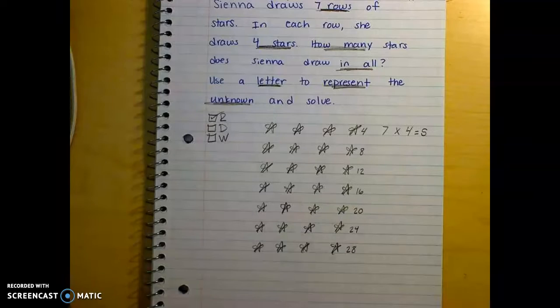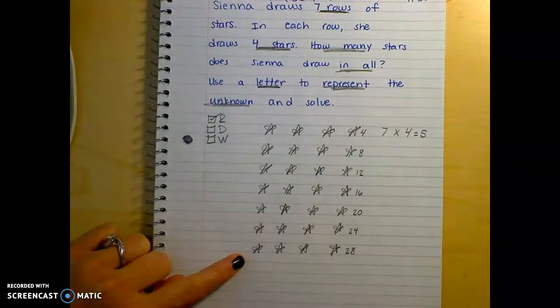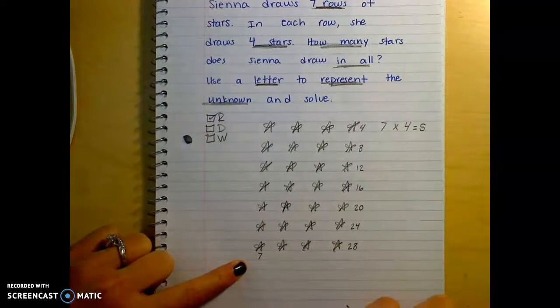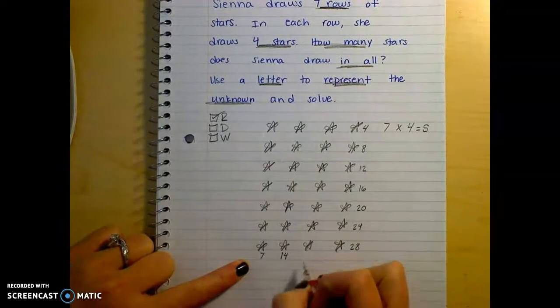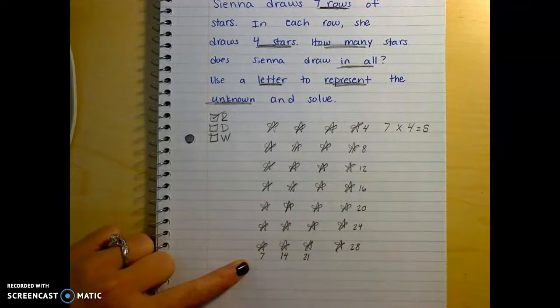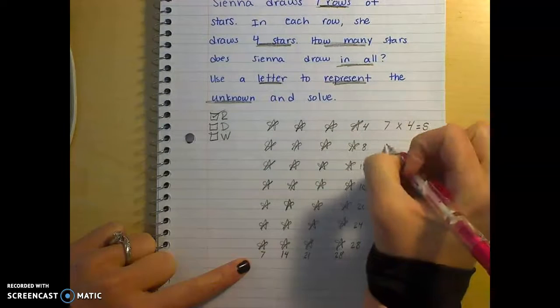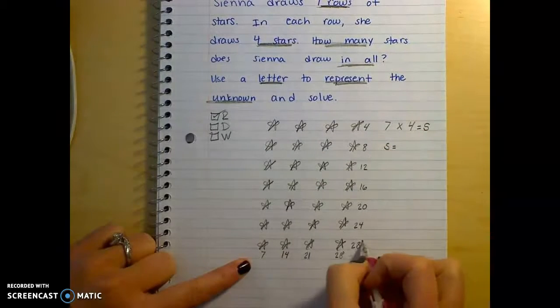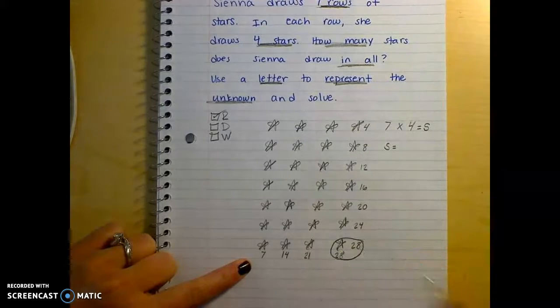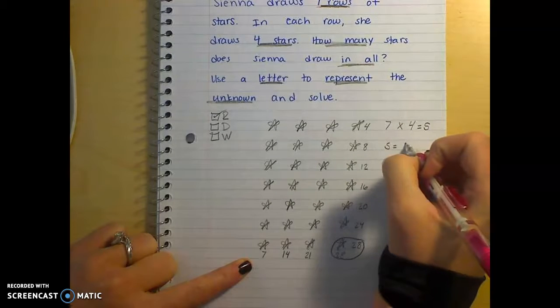Now what if I want to count by 7s? I have 7, 14, 21, 28. So S, for stars, remember it's not a 5, equals 28.